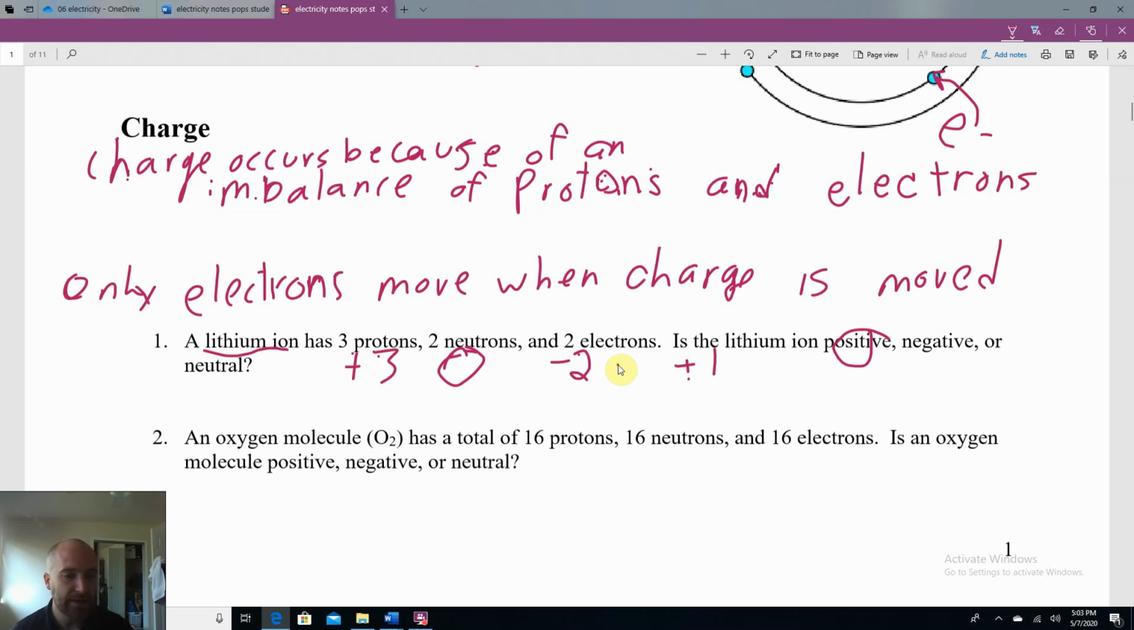Number 2. An oxygen molecule, O2, has a total of 16 protons, 16 neutrons, 16 electrons. Is it positive, negative, or neutral? So remember, we're looking at a balance or an imbalance of protons and electrons. We've got 16 protons, 16 electrons. I think that's a perfect balance. We got plus 16, minus 16. This object is neutral. It is not positive or negative. It has a total charge of 0.